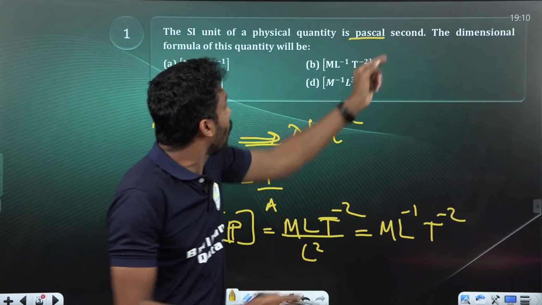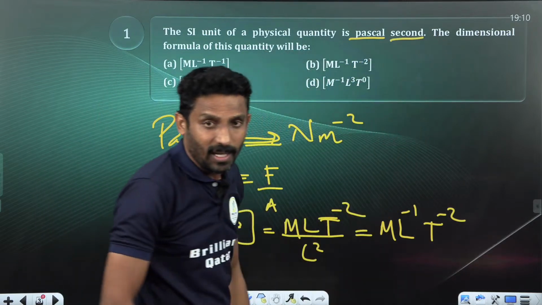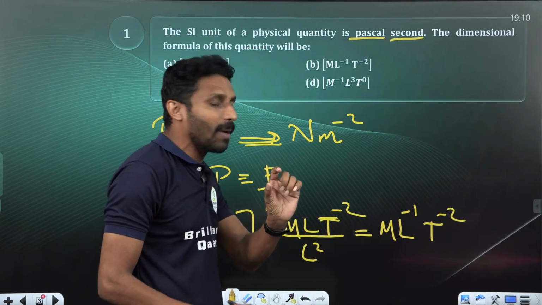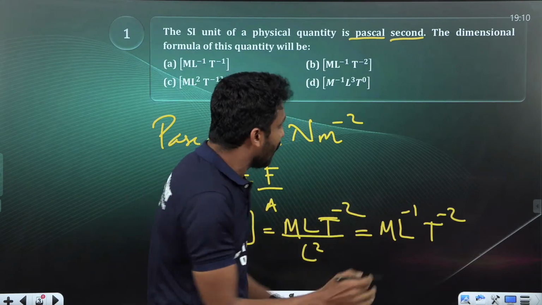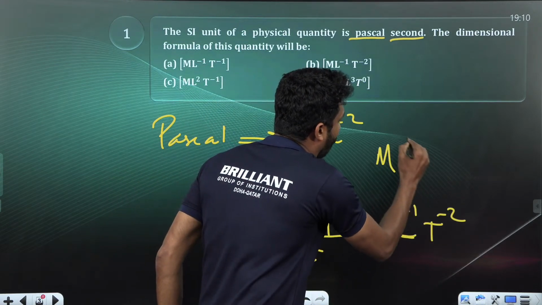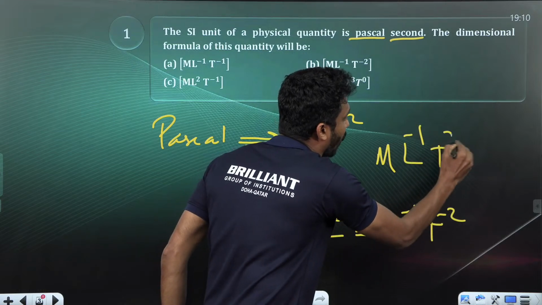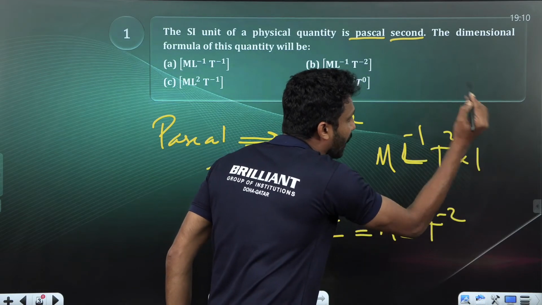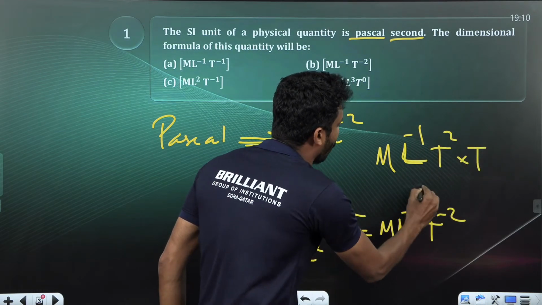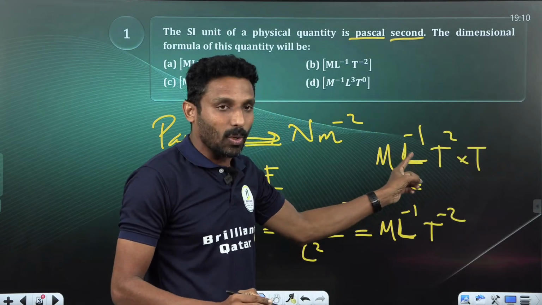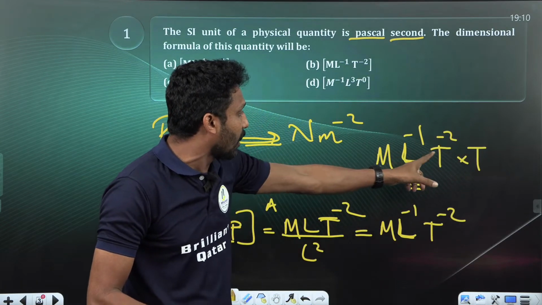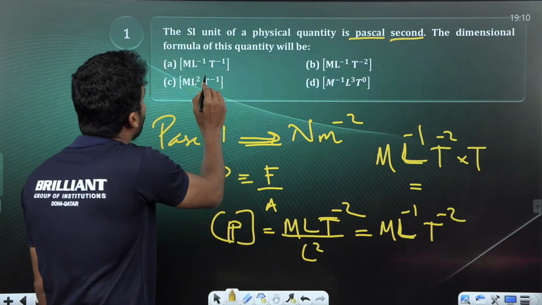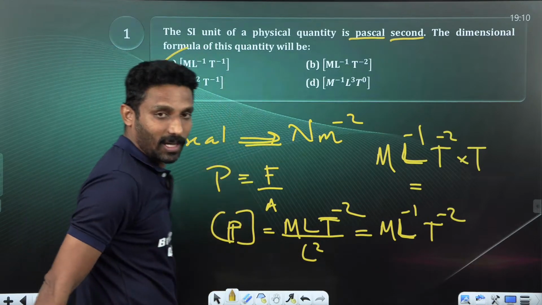Then one more thing: second is there. The dimensional symbol for second is T only. Then we have to multiply this with T. We get ML^-1T^-2 into T. This will be ML^-1T^-1 only. This is the answer. Option A is the correct answer.